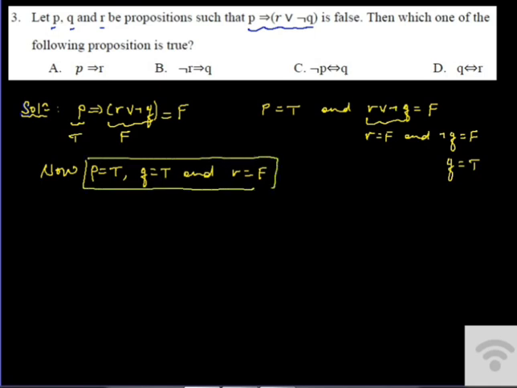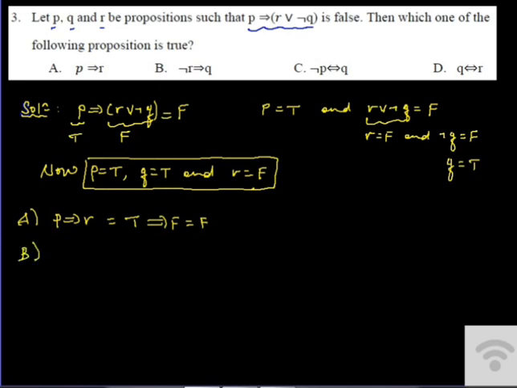So based on this, let us see the choice in A. The choice in A is P implies R, but P is true, R is false. True implies false is always false. So A cannot be a true proposition.